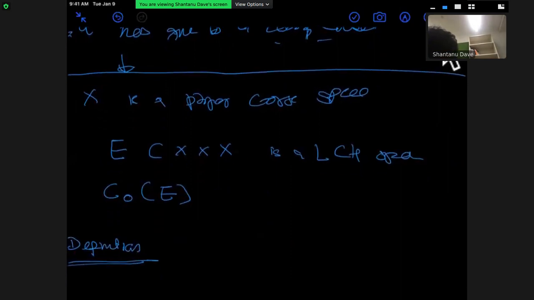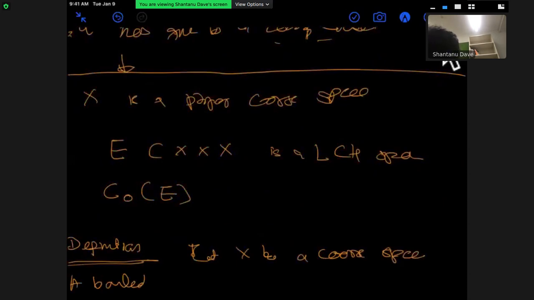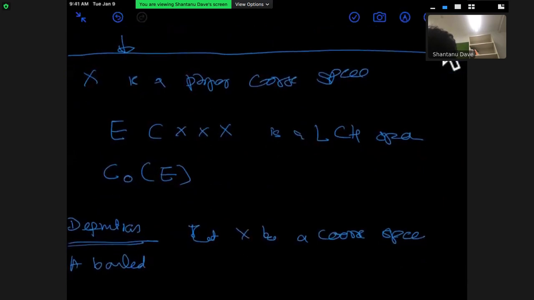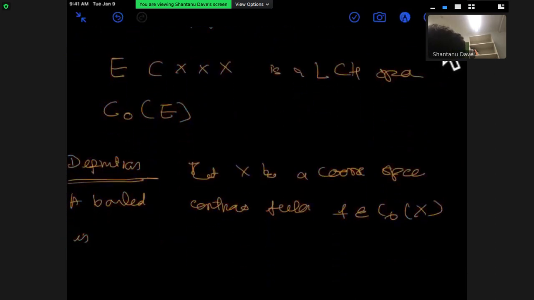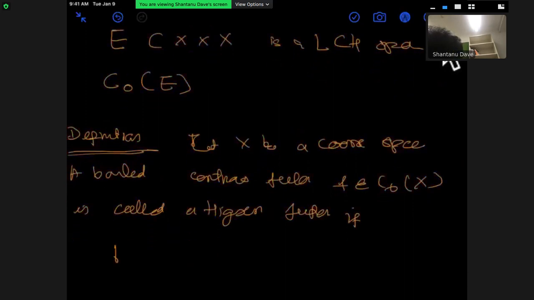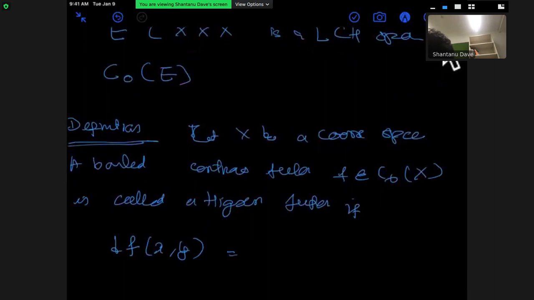So let X be a coarse space. A bounded continuous function f belonging to CB of X is called a Hickson function if the differential of f, can one define a differential for any space? Well, you can define a differential as a function on X cross X.